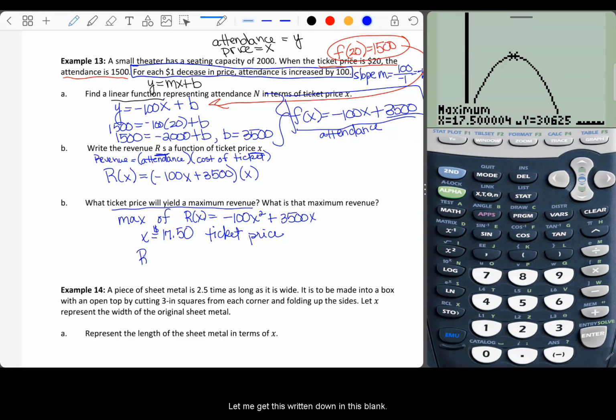Let me get this written down in this blank. So the revenue is equal to $30,625.